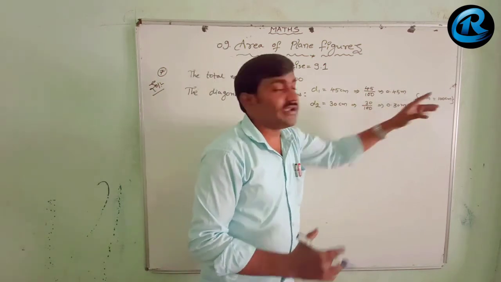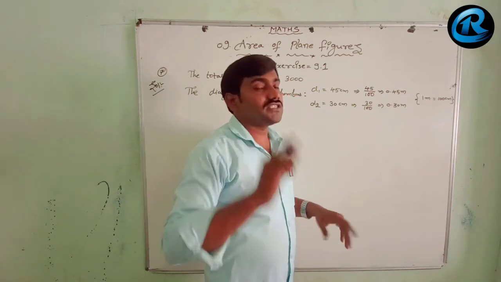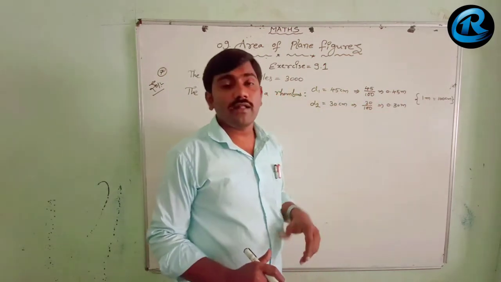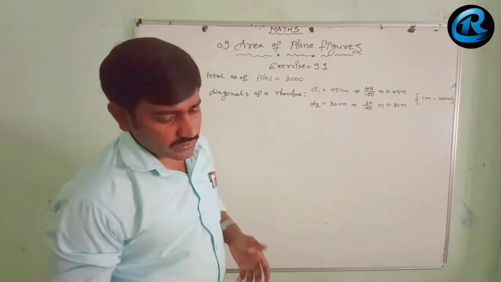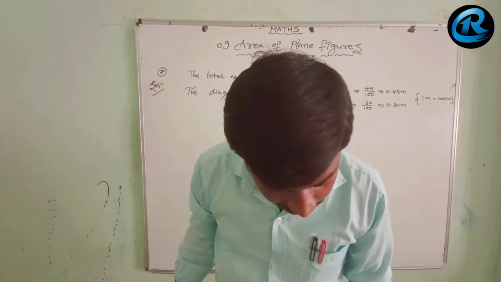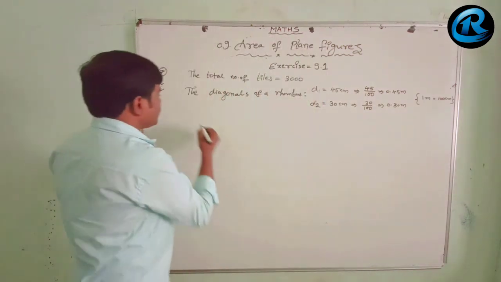But we know that 1 meter is equal to 100 centimeters. So when you divide the centimeters by 100, we'll get the meters. Now we got this. Now what we need to find out is the area of the floor. Area of floor we need to find out, okay.